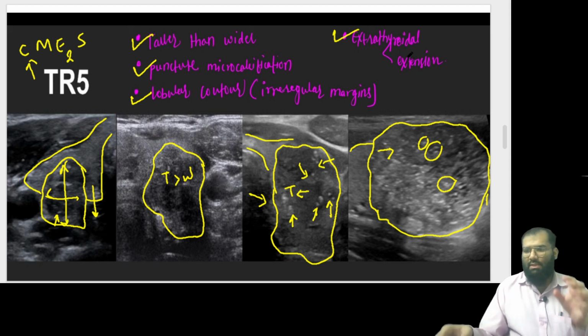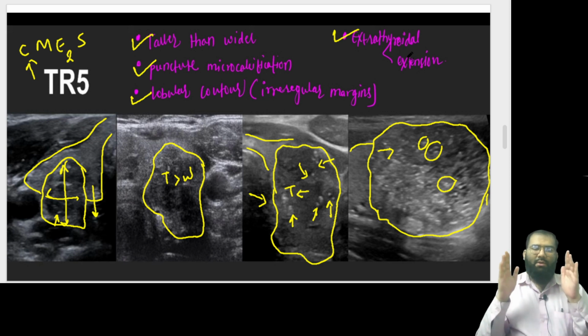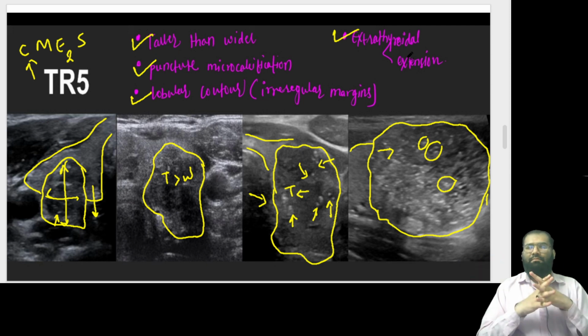So this is how we have seen the various examples of calculation of TIRADS, and we have seen beautifully how TIRADS 1 to 5 would appear on the ultrasound. Okay, hope you have enjoyed this, you have understood this.